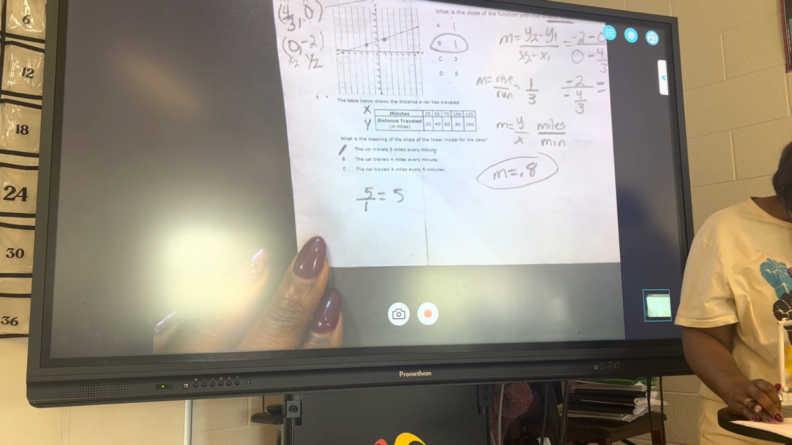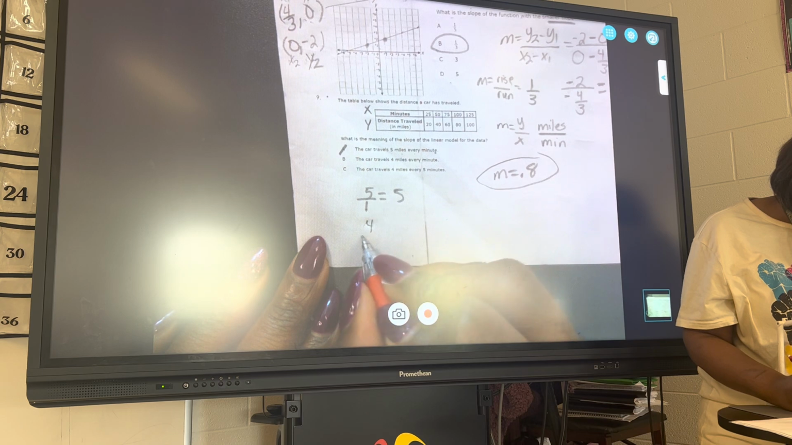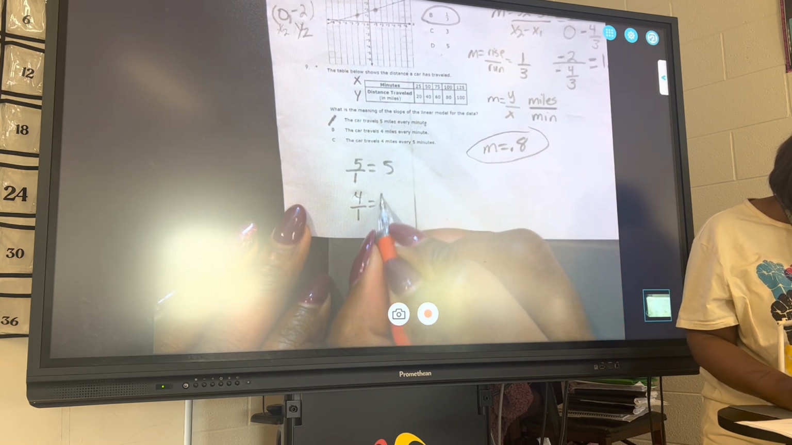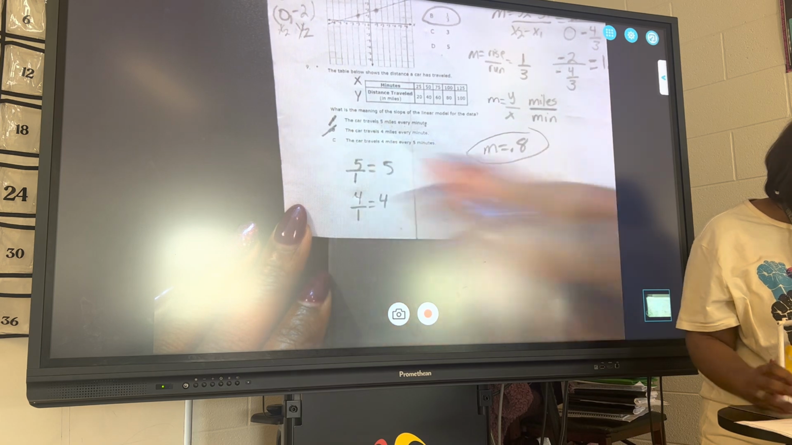All right, B is saying 4 miles every minute. So that's 4/1. What's 4/1 equal to? 4. Does it make sense why B is not the answer?